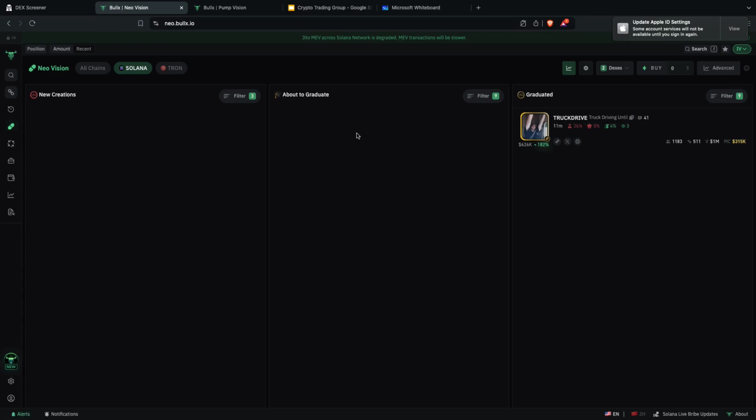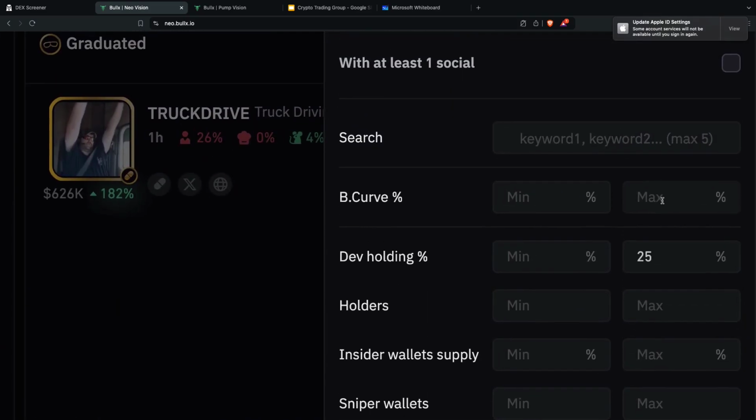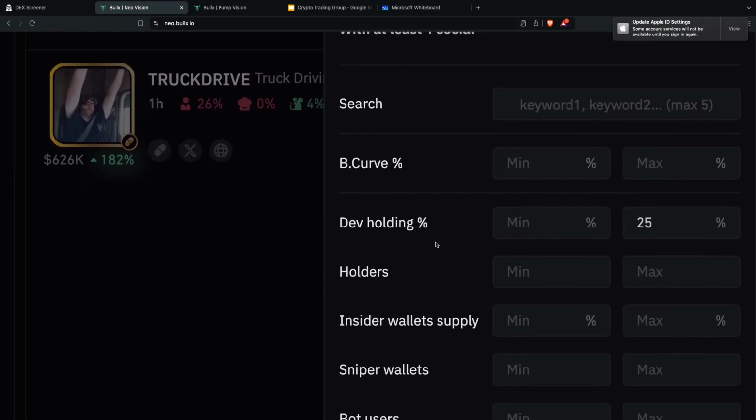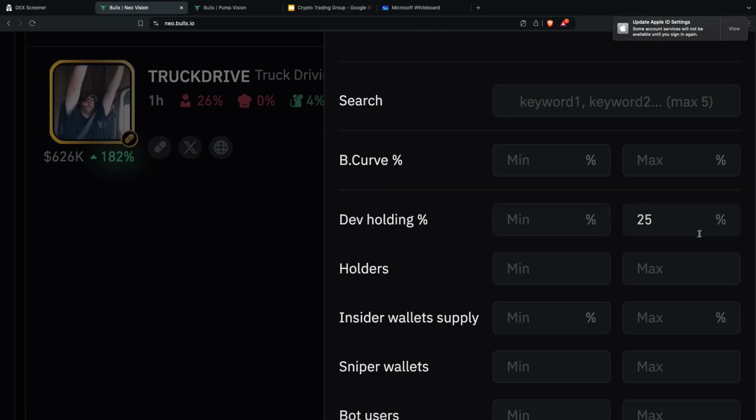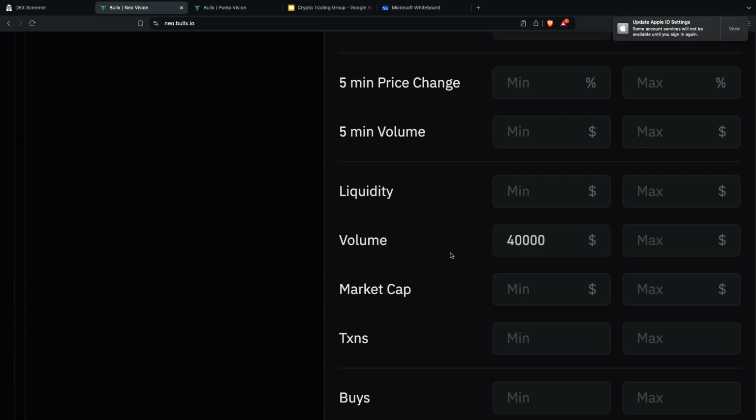This is one of the reasons why in my previous video I went in depth with regards to the filters that I use. In case you are curious about the filters that I use, for example for the new creations, these are my filters right over here. These are the settings that I have. I've got dev holding at about 25. As a matter of fact, we can even reduce this one to about 15%, so it doesn't really matter. The volume, to me, is the most important thing.